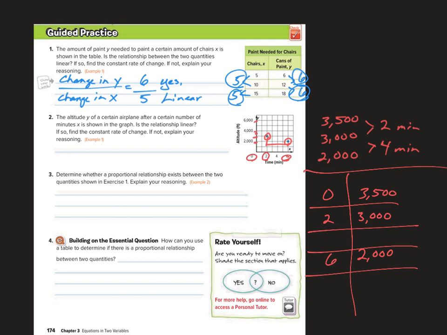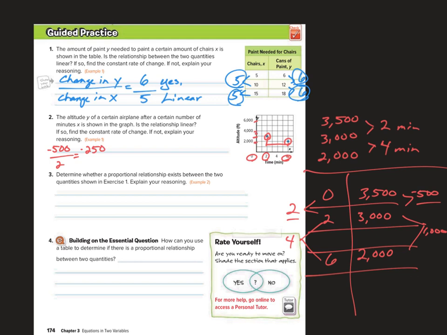So as we have a change of 2 in minutes, we decrease by 500. And as we have a change of 4 minutes, we have a decrease of 1,000. To determine if the relationship is linear, we can look at our change in y over change in x by taking negative 500 over 2. And we get negative 250.